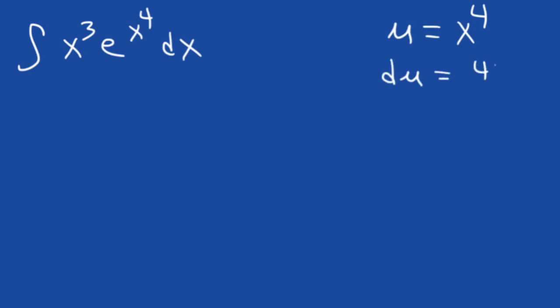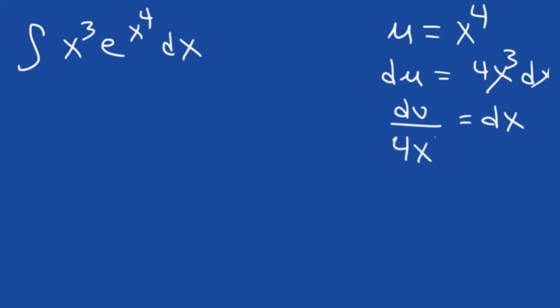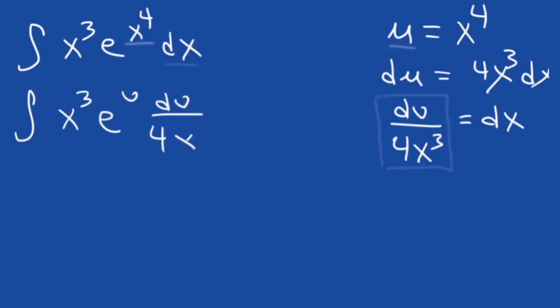So du is going to be 4x cubed dx, and then as always, solve for dx. If you don't do that, you can easily make a mistake. So I recommend isolating dx. It will save you a lot of trouble later on. So dx is going to be du over 4x cubed. Now let's replace x to the fourth with u, and let's replace dx with du over 4x cubed. So this is going to be e raised to the u times du over 4x cubed.